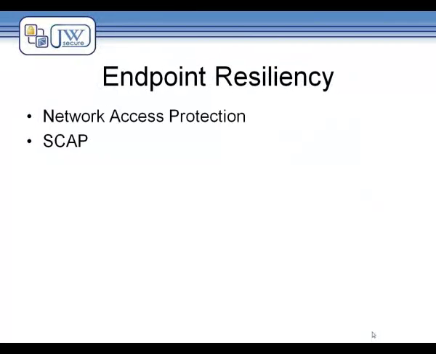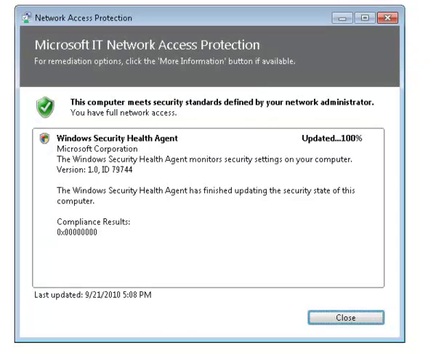The goal of the second pillar, endpoint resiliency, is to ensure that system health information is gathered and monitored so that failed devices or applications can be automatically repaired. One example technology which provides endpoint resiliency is network access protection. Here you can see that this laptop is fully compliant with the requirements set by the network administrator. For example, it has the latest antivirus signatures and the firewall is enabled.